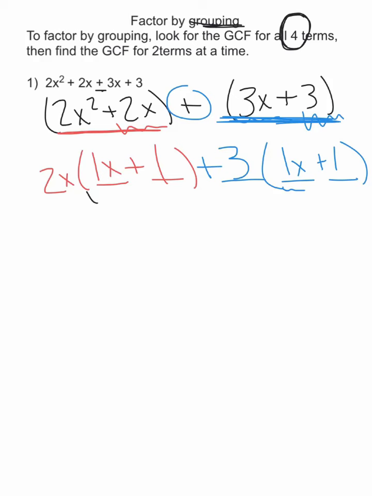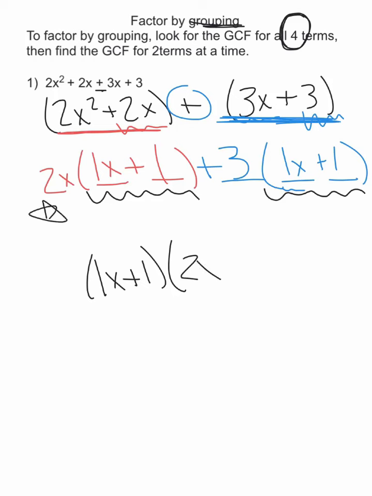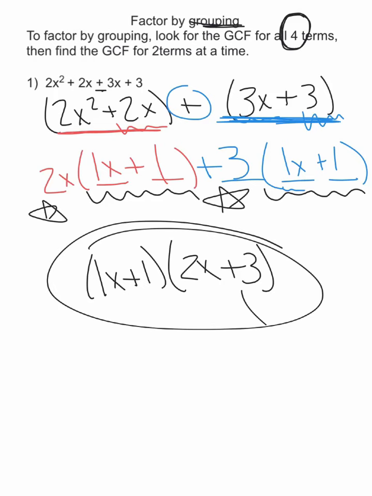Now if you look, what's in the set of parentheses on both of these is the same. And that should happen every single time. If you don't get the same thing in each set of parentheses, that means you're doing something incorrectly. So to write our final answer, we're going to bring down what's in the parentheses, which is a 1x plus 1. Then we're going to put another set of parentheses right beside it, and we're going to put what's in front of them. So in front of the first set of parentheses, we have a 2x. And then in front of the second set of parentheses, we have a plus 3. And there's our final answer.